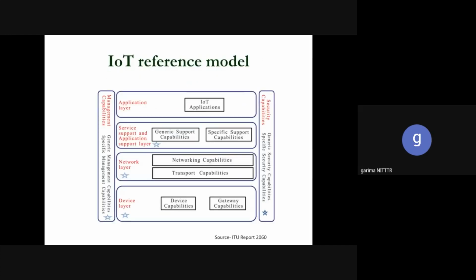Now, as we talked about in the first slide, ITU has reported a definition and obviously a full report on IoT. They have also identified one IoT reference model. In this reference model, we have different layers: the device layer, then the network layer, then the service support and application layer, then the application layer. Then these should have some management and security capabilities. Each and every layer has some generic support capabilities and some specific support capabilities related to management, security, and service support and application layer.